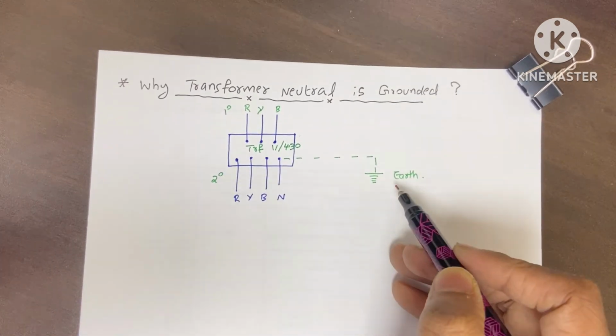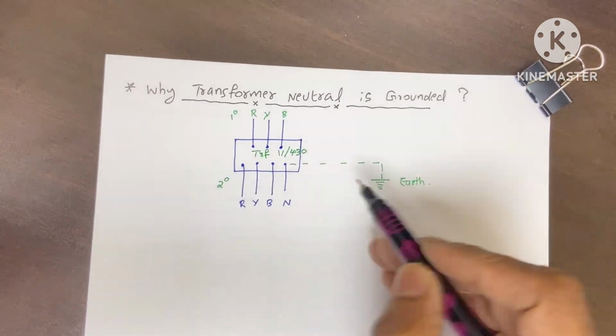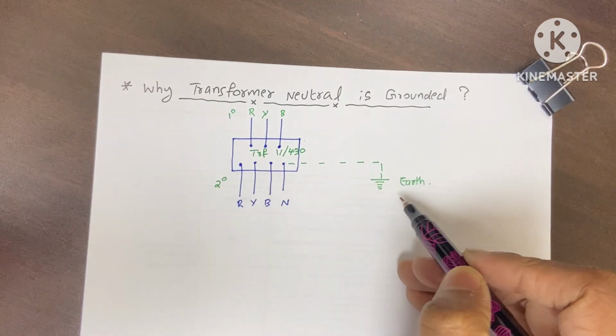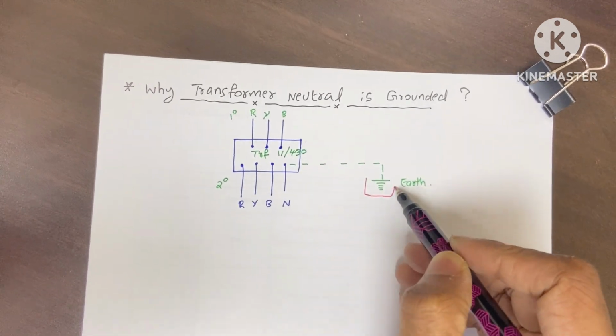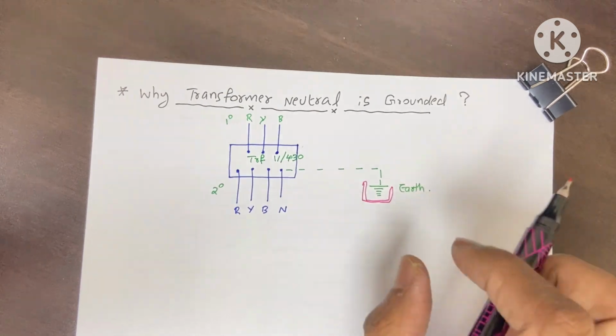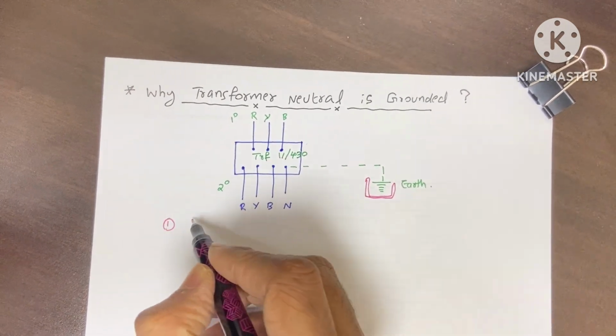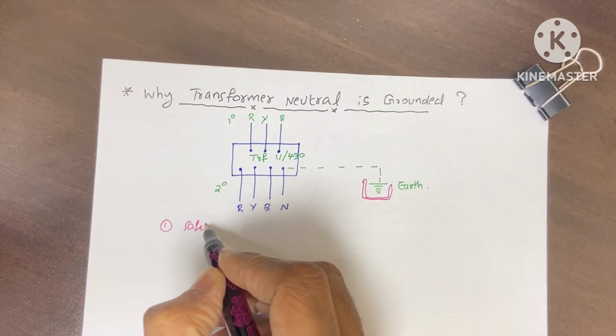If this transformer is in a building, then we know that this neutral would be grounded on our premises itself, in an earth pit. So what is the reason behind this? The first reason is the safety reason.